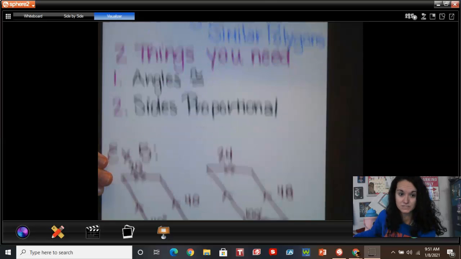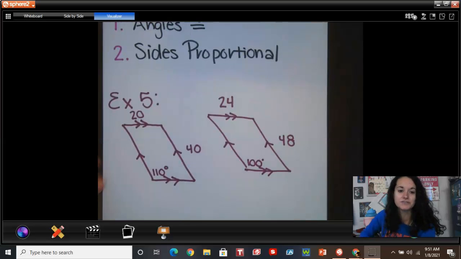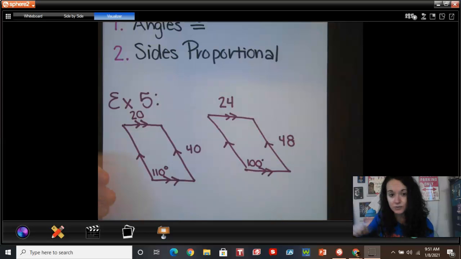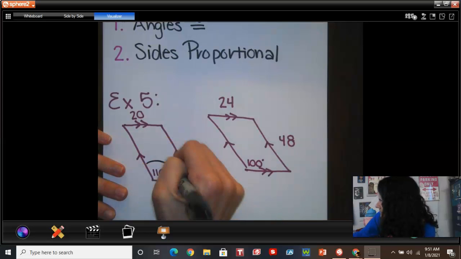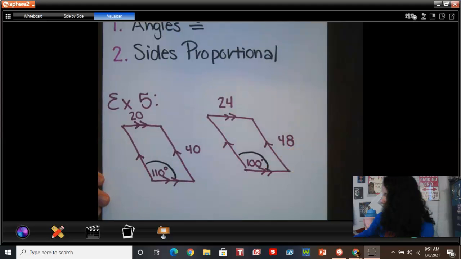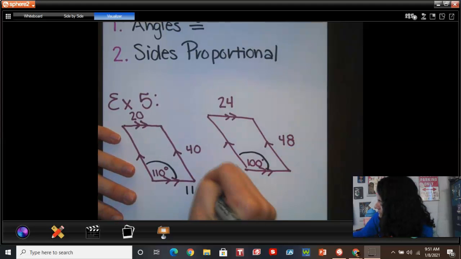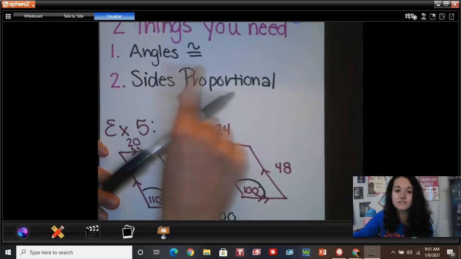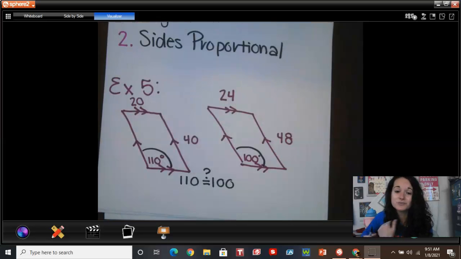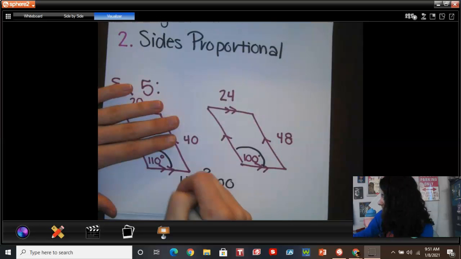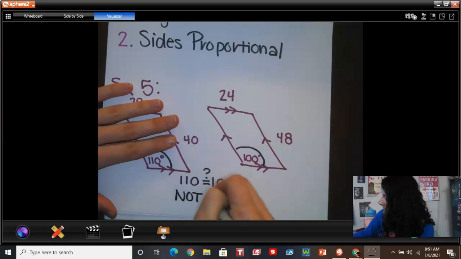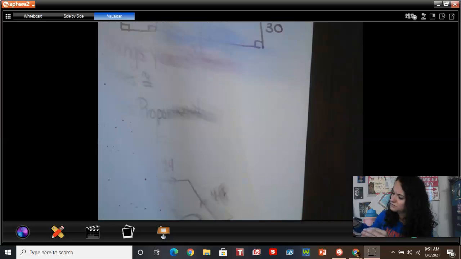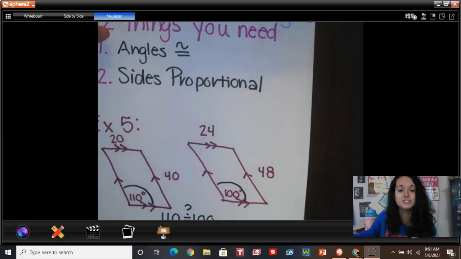Let's test it. So if we look at example 5 here, first thing I want to check, they have to be in the same location. So I know these two angles right here, they are in the same location. But this one is 110 and this one is 100. So my question, equal? They're not. And remember, our angles have to be equal. So we don't have to do anything else here. We can just go ahead and say, not similar. Yeah, okay. So let's do another example.